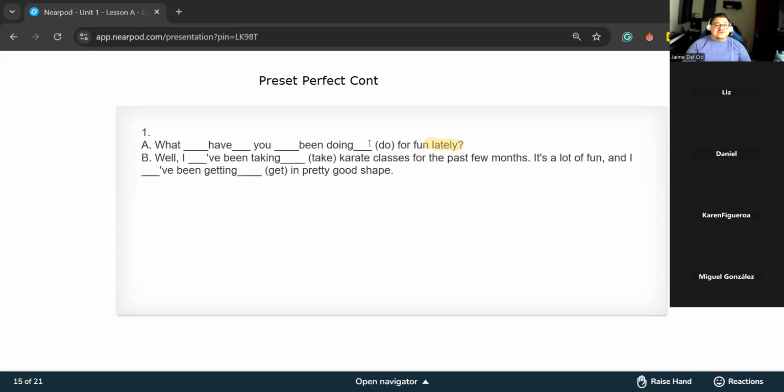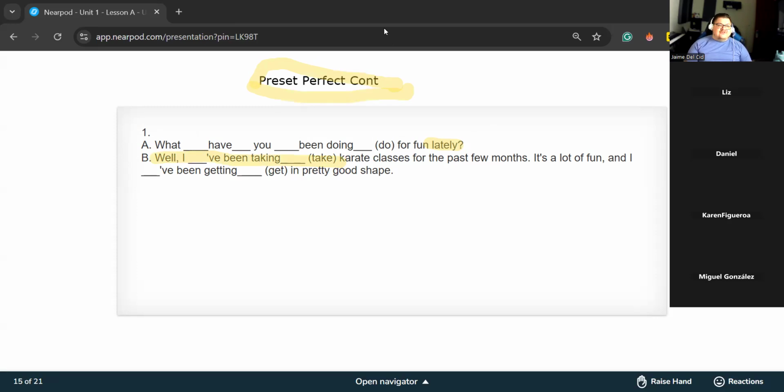What have you been doing for fun lately? ¿Qué has estado haciendo para divertirte o qué has estado haciendo de divertido últimamente? So that's what we need. What have you been doing for fun lately? So now you have the question and you know the tense. Now that you know the tense, you probably are going to have better ideas on how to continue with the rest of the conversation.